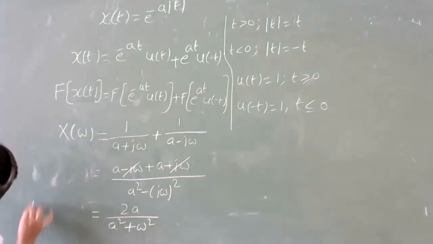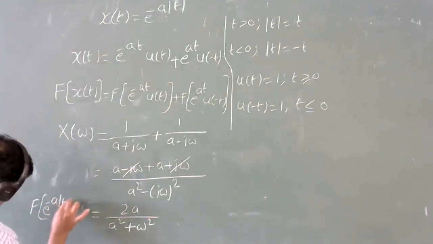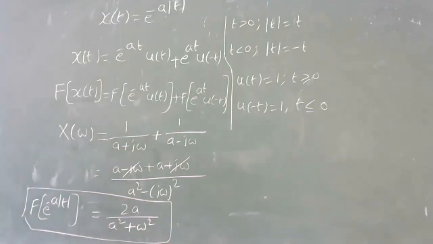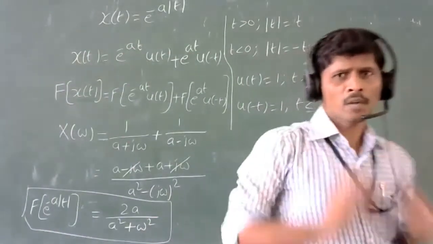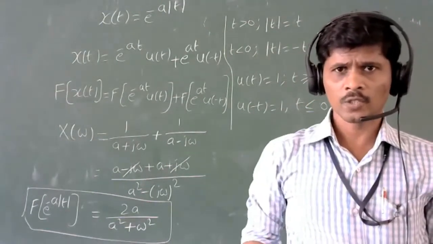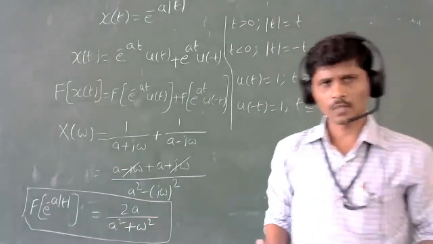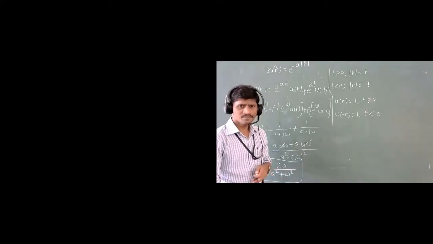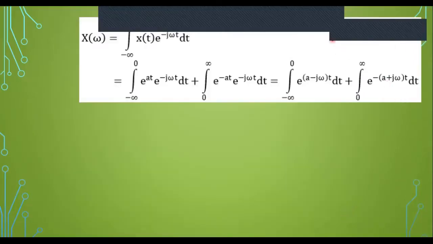So the Fourier transform of x of t, what is x of t value? e power minus a magnitude of t. What is that value? 2a by a square plus omega square. This is also a very important expression. In Fourier transform, every formula is very important. Every expression, every topic is very important. So keep in mind every expression, every formula. All formulas are very important. Okay? Does everyone understand this topic? Understand or not?